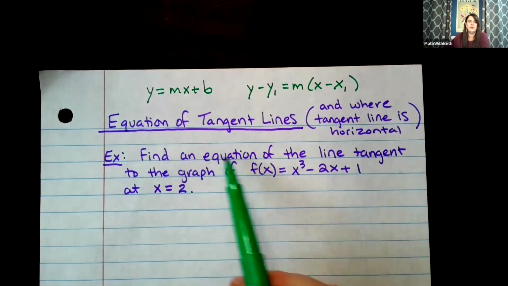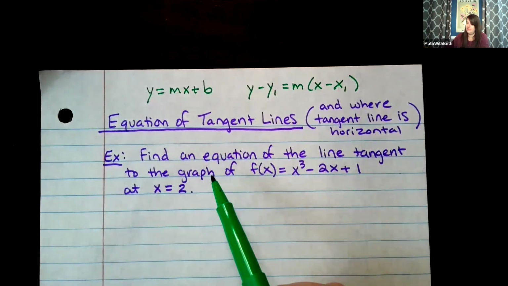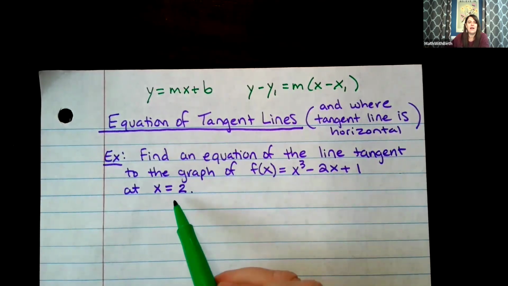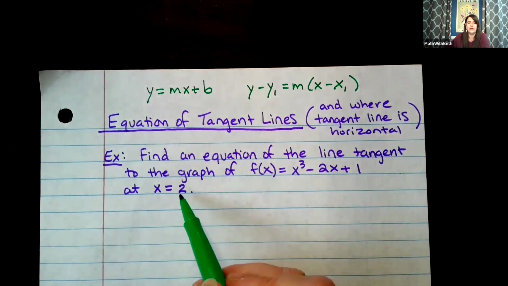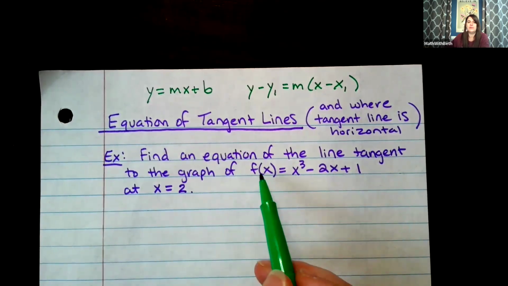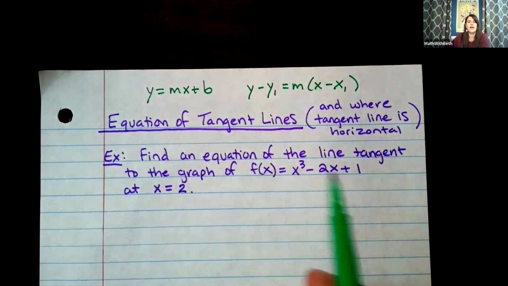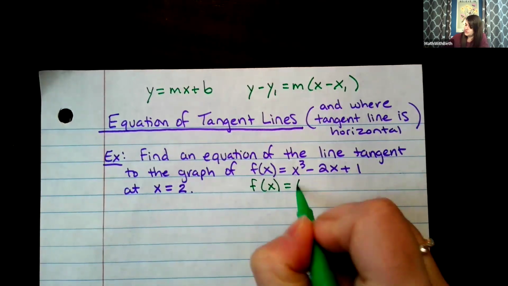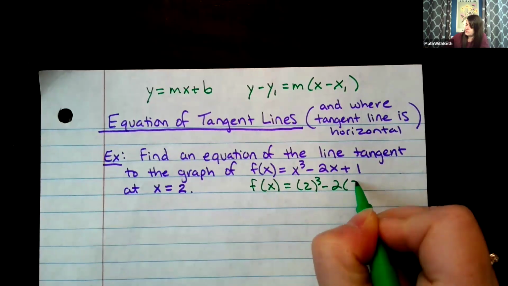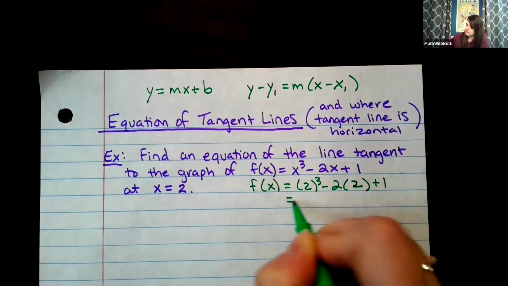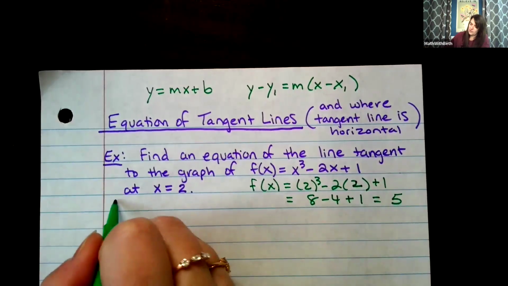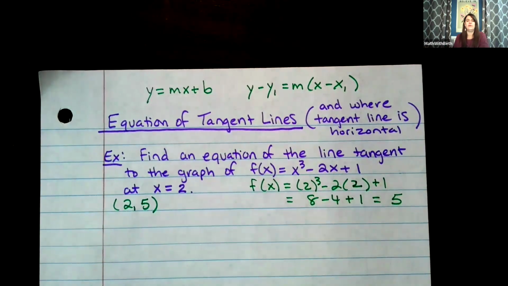If they tell me to find an equation of the line tangent to the graph of f of x equaling this at x equals 2, I have the x of a point. So the first thing I could do is just plug that into here and get the y value, and then I have my point. Then we'll worry about the slope. So if I plug 2 into the equation, I get 5.